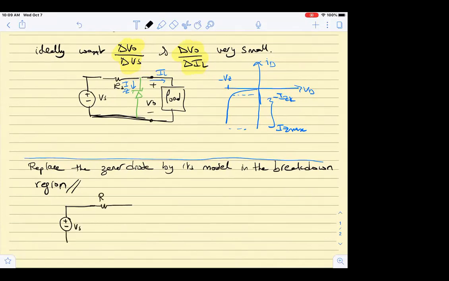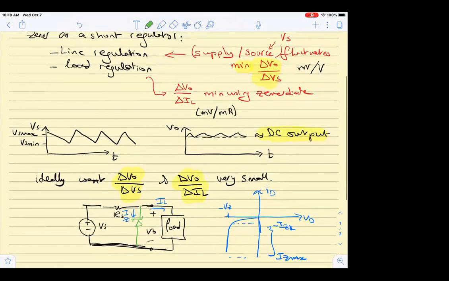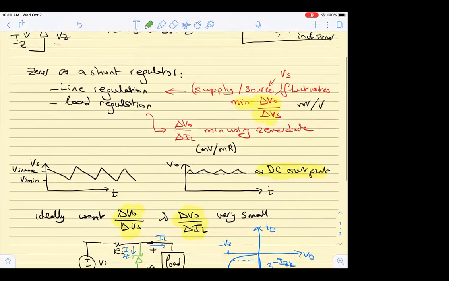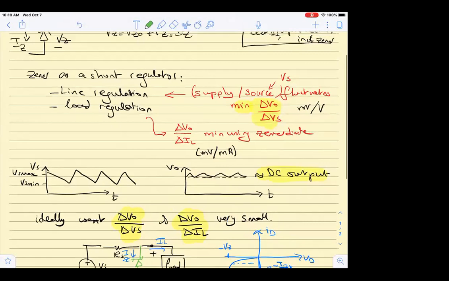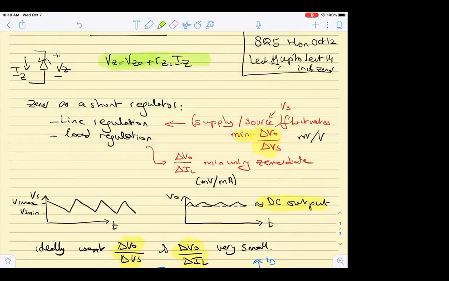So this is RS here, and this is the load; we will consider the load to be drawing I load, which is IL. And now, all of a sudden, I need to replace the Zener diode with its model. Since it is linear with an intersection, we modeled it by this form. This is the model of the Zener diode. So, does this mean that I can model the Zener diode?